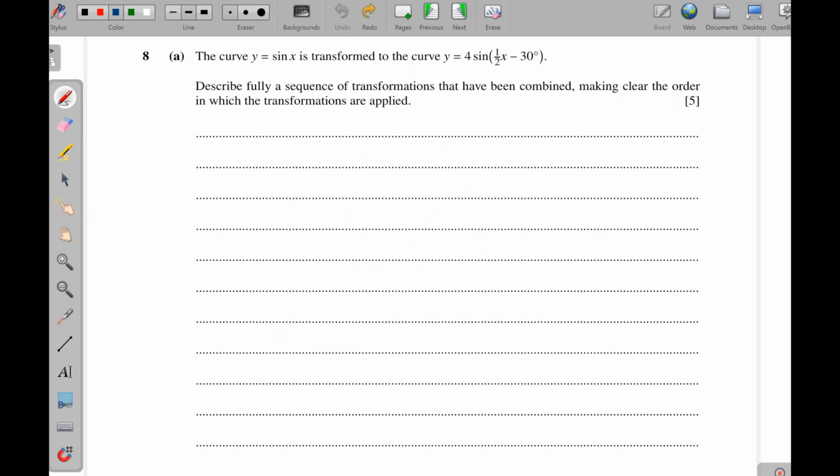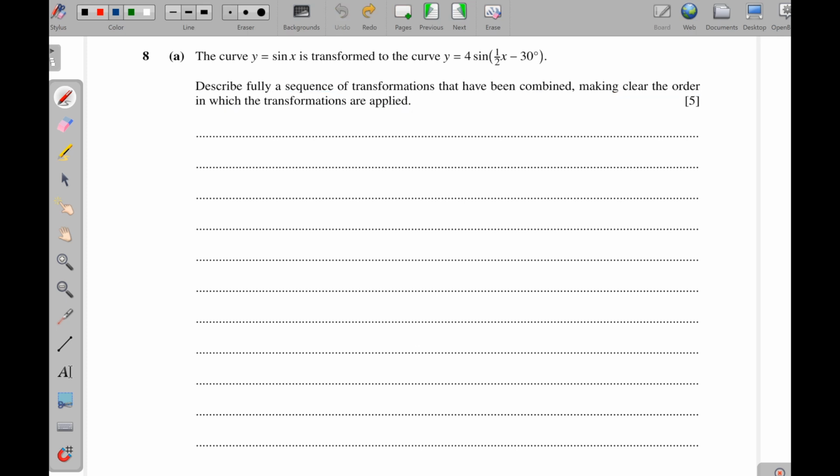Question 8, part A, the curve y is equal to sin x is transformed to the curve y is equal to 4 sin of (half of x minus 30). Describe fully a sequence of transformations that have been combined, making clear the order in which the transformations are applied.